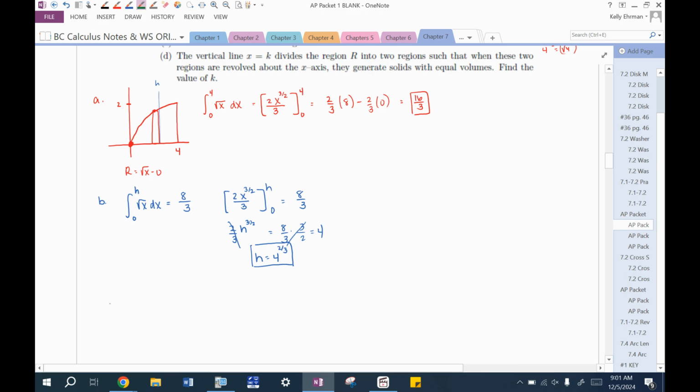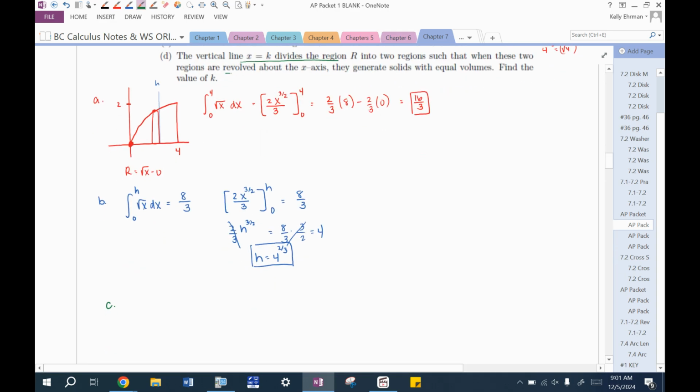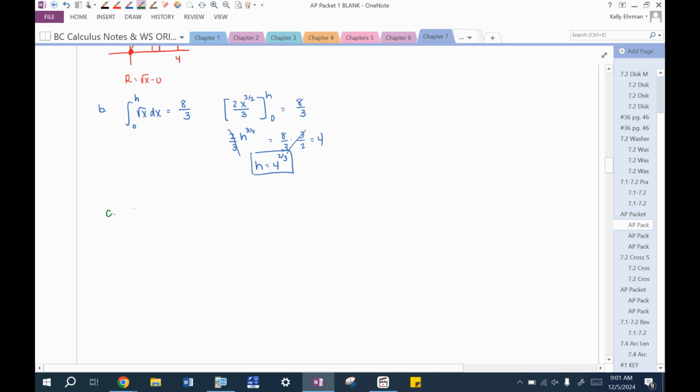And then part C, the vertical line x equals k divides the region R into two regions such that when these two regions are revolved about the x-axis, they generate solids with equal volumes. Find the value of k. So, okay, what do we need to do here? Well, I would kind of tackle this the same way. Let's go ahead and find the whole volume, see what value it is, and then we'll set up an integral that only goes from 0 to k. So how about we do that? So first, let's find the volume.